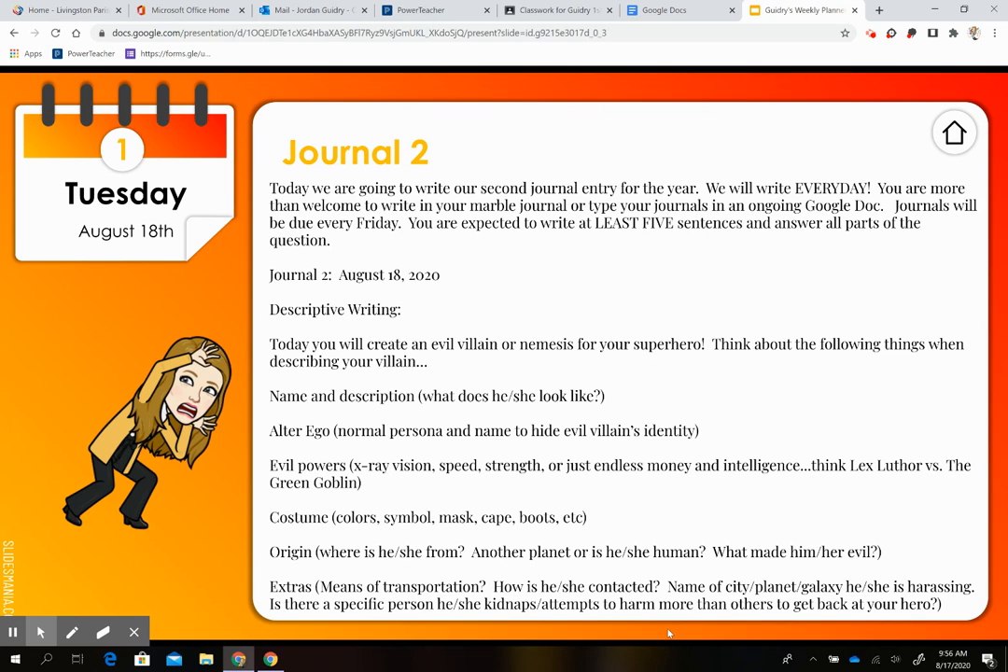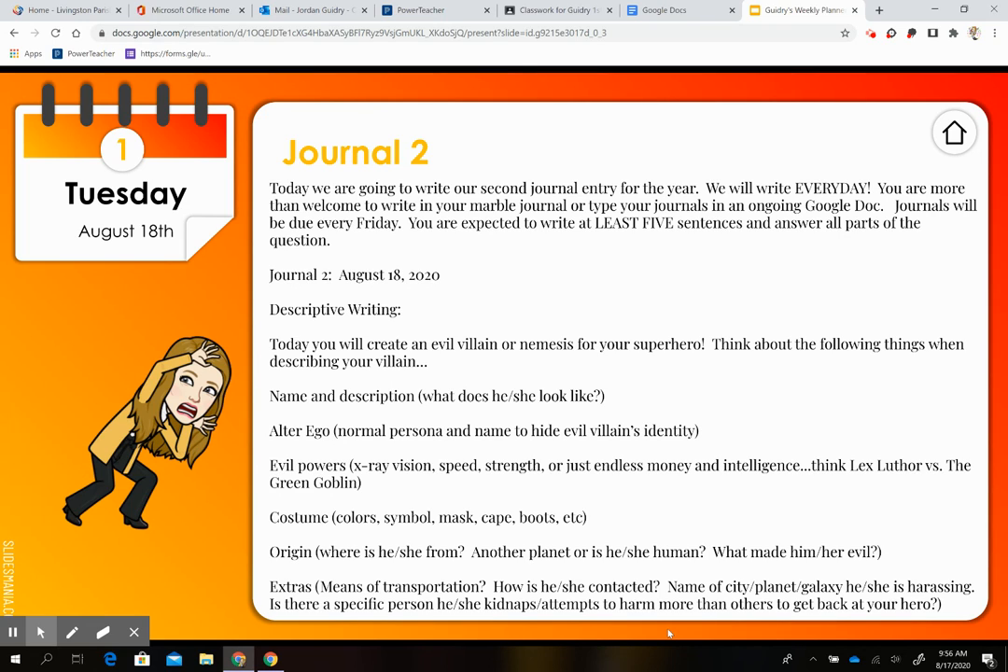Alter ego. This is the normal persona and name to hide the evil villain's identity. So, what does this evil villain do during the day? Or what does this evil villain go by before he puts on that costume, if he wears a costume?